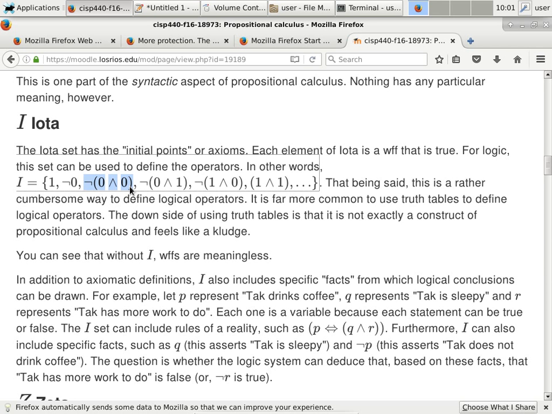I was just going to ask, is iota kind of definitional? Yes, it is. It is axiomatic, which means don't ask me why, this is the way it is. Typically, you want your iota to match the operators that we are used to so that your propositional calculus system ends up being useful. But you can certainly define it to be some really oddball thing that does not match how we use those symbols.